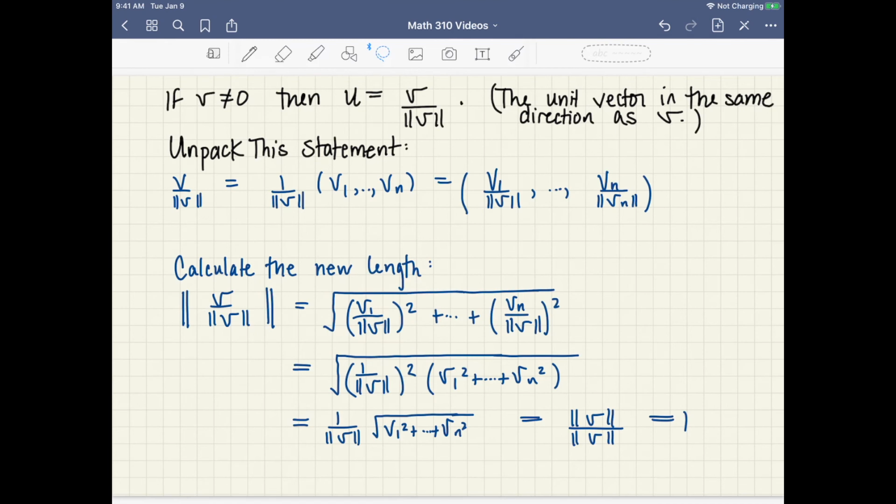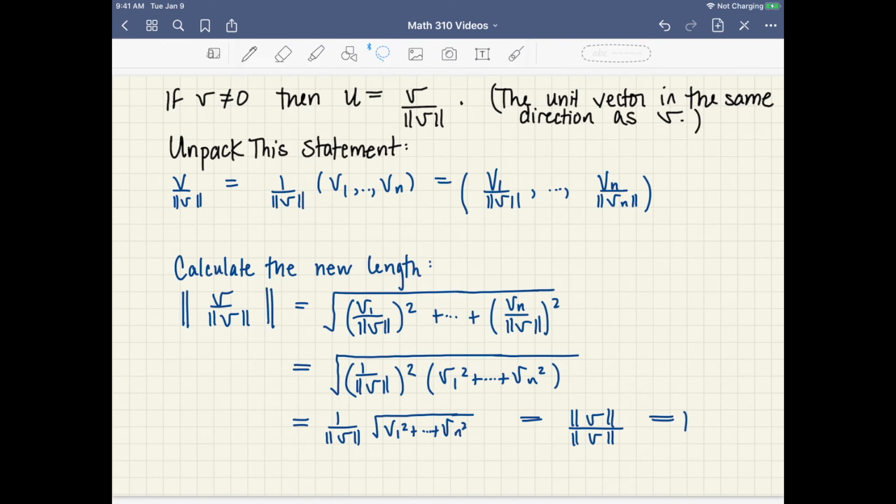So let's unpack that statement. We want to understand exactly why you can take any vector v and upon dividing by its own length, get a vector that has length 1 that's pointed in the same direction. All right, first of all, it's pointed in the same direction because you're just scaling it. You're scaling it out or you're scaling it back, so it doesn't change the direction. But why does it have length 1?